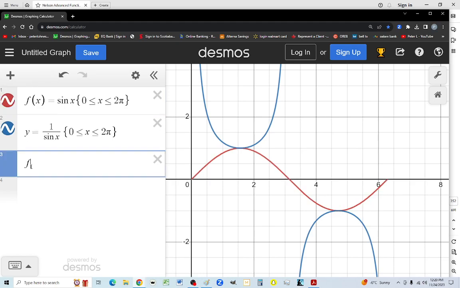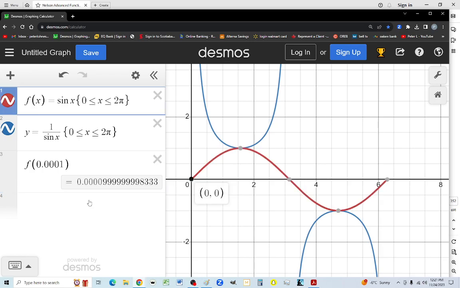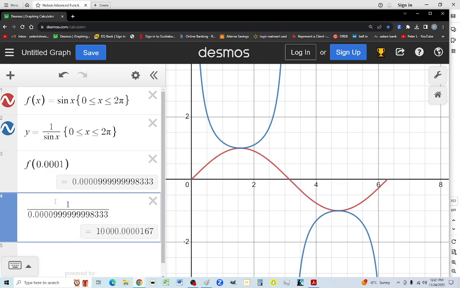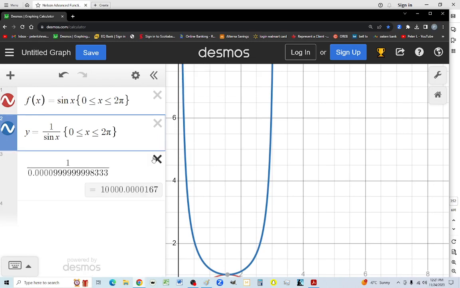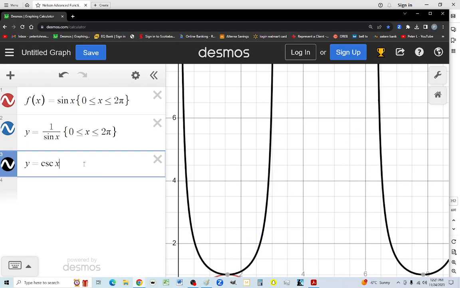If I take an f of 0.101, a very small value of x, I discover an incredibly small value of y. That's as we get very close to 0 here. Which means if I take this number and put 1 over it, for the same value of x, we're going to have an incredibly high value of y up here on the 1 over sine curve. Keep in mind that 1 over sine is the same as cosecant.